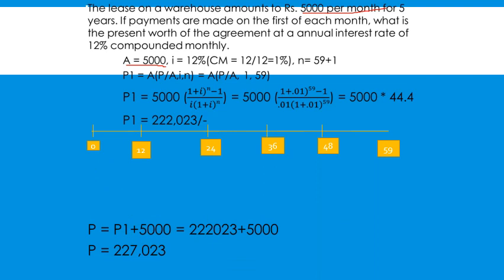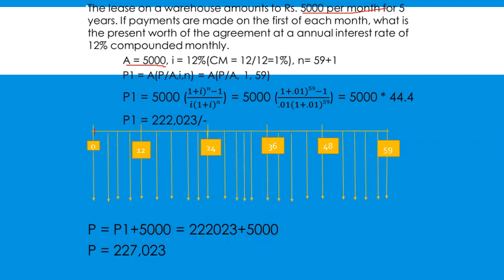0 to 59. Why is it 0 to 59? Because the first payment starts on the 0th month itself. So total 60 payments are there. It doesn't go up to the 60th month. Since it starts from 0th, it ends on the 59th month. This is how it appears. 60 deposits are made, each of the value of rupees 5,000. P is equal to what?